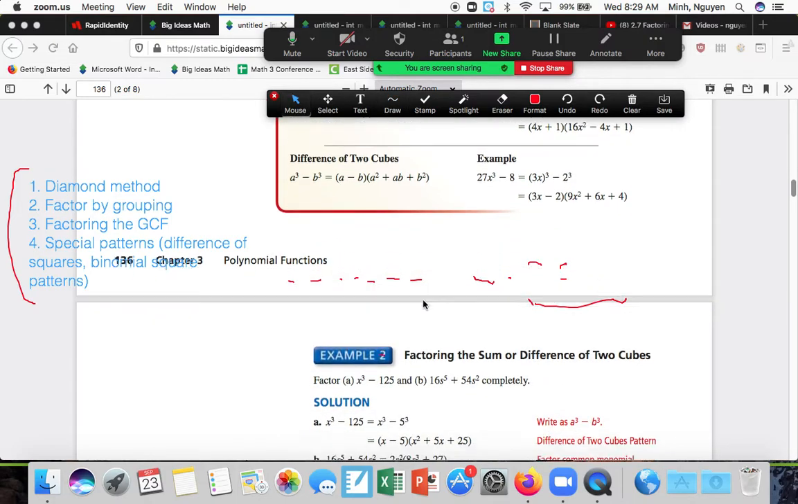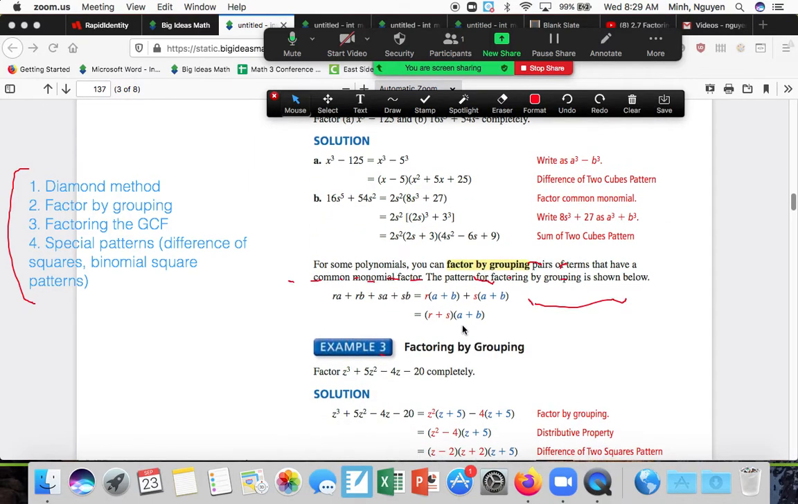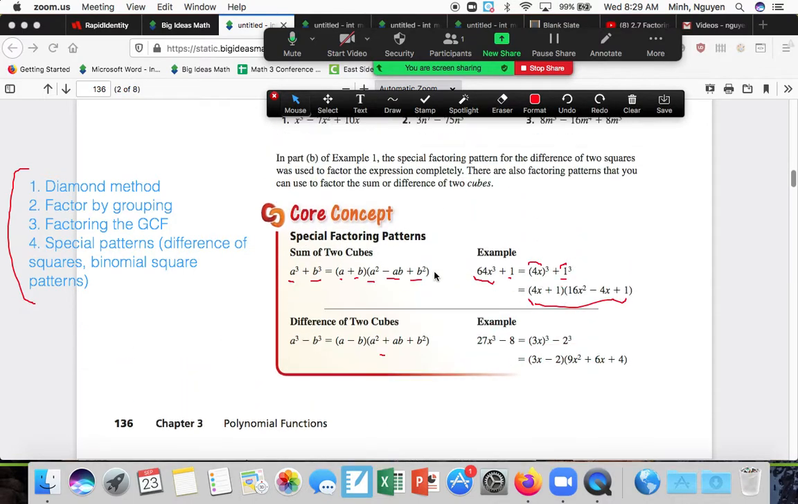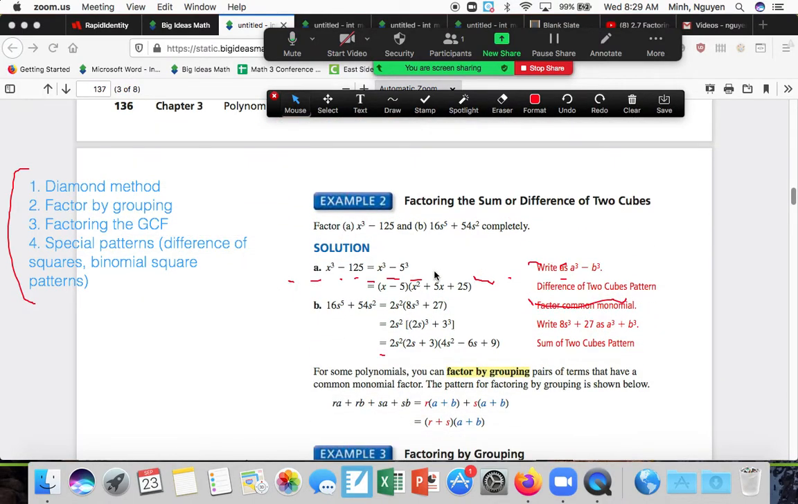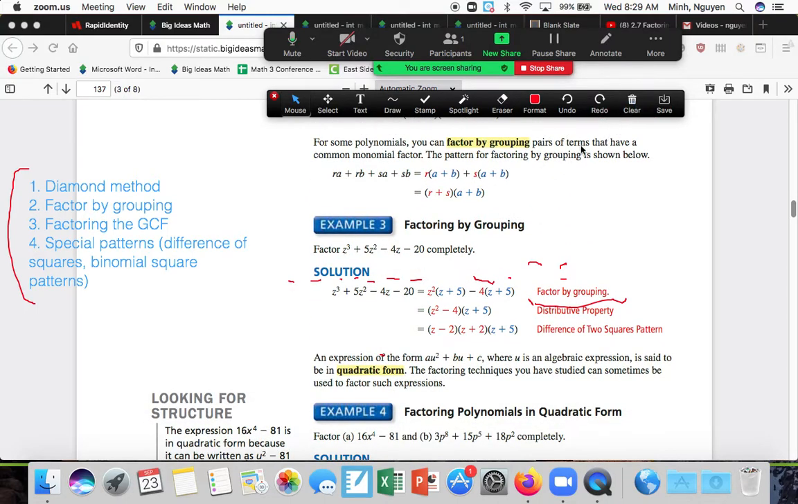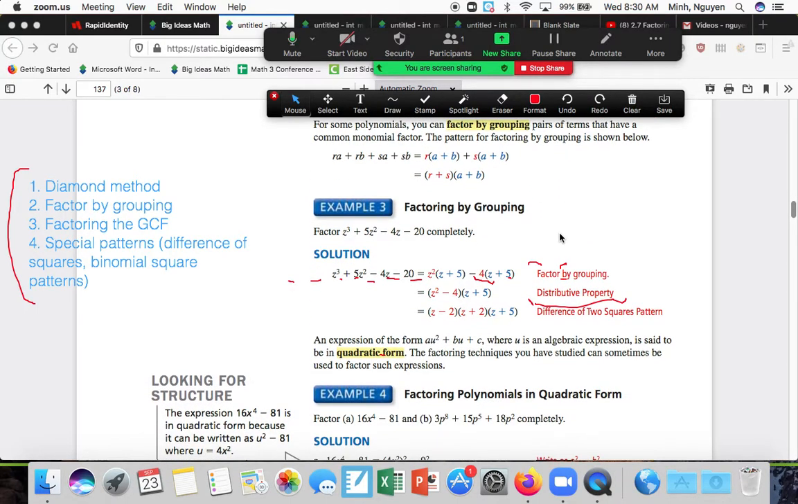And then there's just some examples, but I've already talked about them. As in example 2, I literally just talked about these, which are not the exact same, but the same patterns. And so the last one I want to talk about is factoring by grouping.